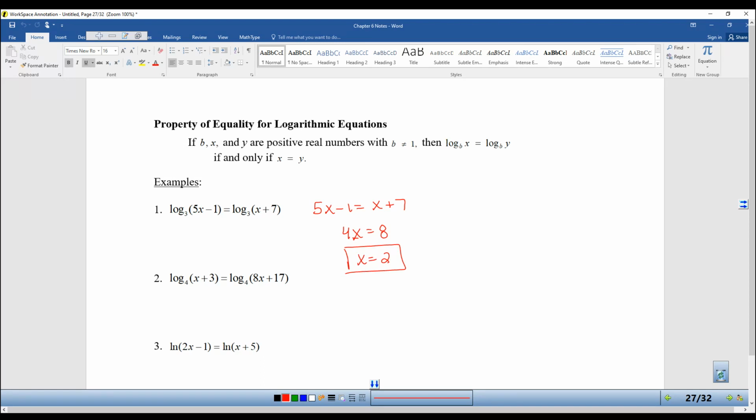You should really try the next two on your own and then just fast forward through this video. But of course I will do them for you. Since the log bases are the same, I'm going to have x plus 3 is equal to 8x plus 17. I subtract x from both sides and subtract 17 from both sides, and I get x is equal to negative 2.